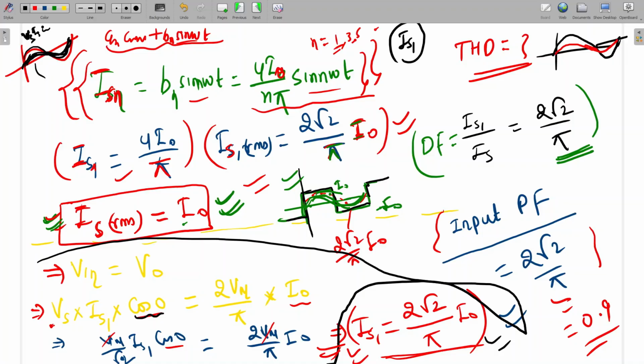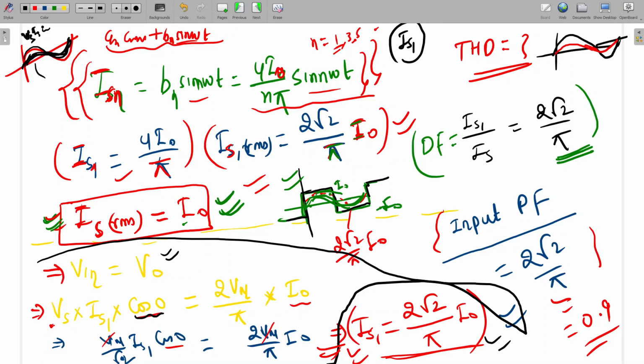Sir, yes sir. Clear, sir. Okay, so this we can use for all converters. In this way, if you forgot the formula, like what will be the Is1 formula, you can apply this power balance equation. So Vs into Is1 into cos φ should be the output power. Input real power should be equal to output real power.